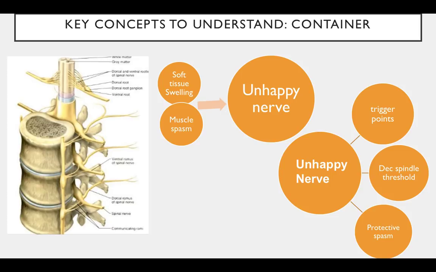For example, swelling due to a sprain or strain can irritate a surrounding nerve, and a muscle in spasm can compress a nerve. The reverse is also true. Sensitive nerves may sensitize surrounding soft tissues via trigger points, decrease muscle spindle threshold, and protective muscle spasm. This could lead to a vicious cycle.